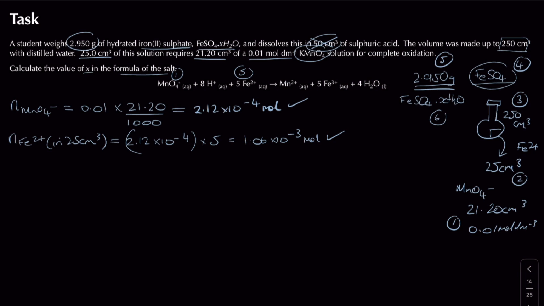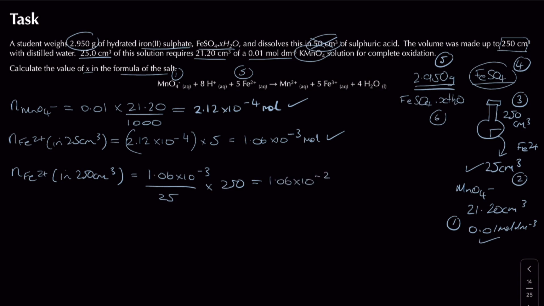The next thing that we need to do is, of course, work out the moles in 250 centimeters cubed. So the number of moles of iron 2 plus in 250 centimeters cubed is going to be equal to 1.06 times 10 to the power of minus 3, divide by 25 to find the moles in 1 centimeter cubed, and then we're going to times by 250 to find the moles in 250 centimeters cubed. So we do that, and what we end up with is 1.06 times 10 to the power of minus 2, and that's how many moles we've got itself. So there's going to be, of course, our third mark.